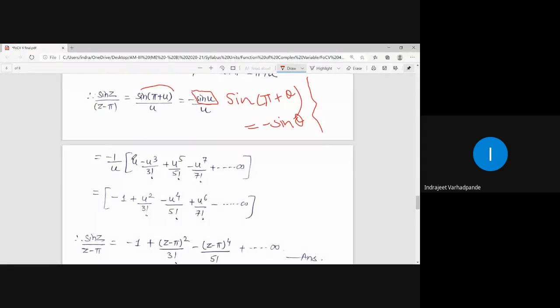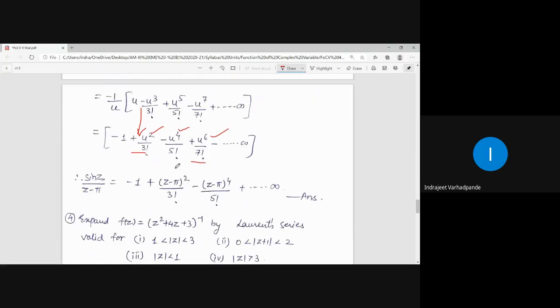So minus 1 by u into u will be minus 1. This minus of minus will become plus. U cube by u will become u square in the numerator. The denominator will have the odd term factorial. Minus into plus will become minus. U to the power 5 upon u will become u to the power 4. This 5 factorial will remain as it is. Minus of minus will become plus. U to the power 7 upon u will become u to the power 6, and this will be 7 factorial, right? So now the expansion is over. My purpose of substitution is also over.